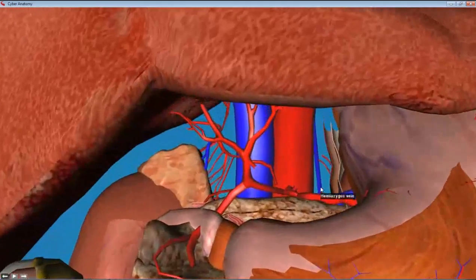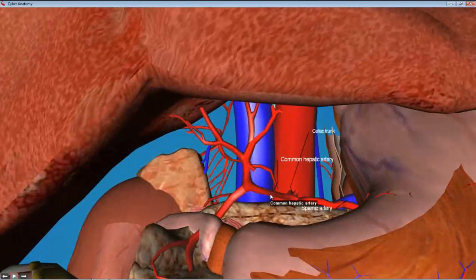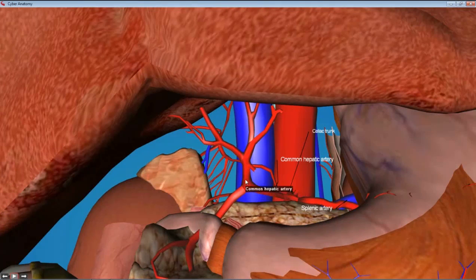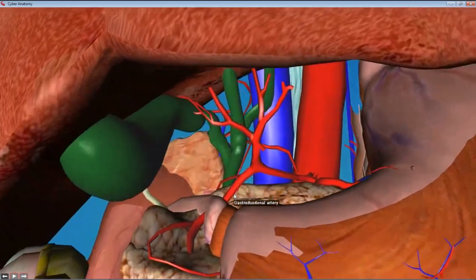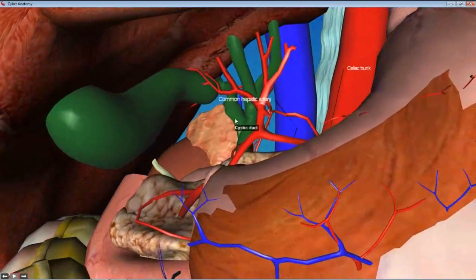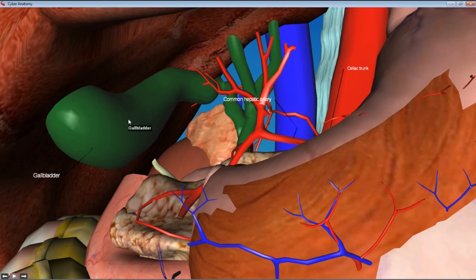So turning back to the celiac trunk and the common hepatic artery, we've now gotten rid of all the non-hepatic branches, and we'll draw in the gallbladder, which you should have no problem identifying if you have one. It's very, very bright green. But then from the common hepatic artery, you might be able to see adjacent to it the bile duct system. It'll probably have the same dark green color that the gallbladder has.